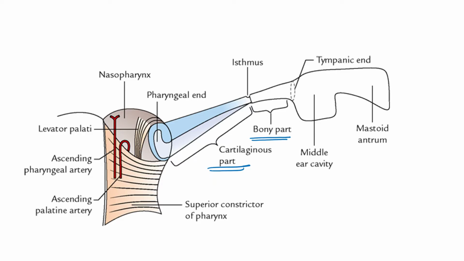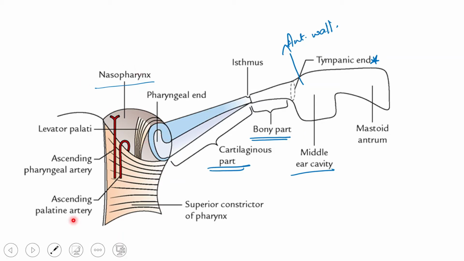As I have already mentioned, this auditory tube extends from the middle ear cavity or the tympanic cavity to the nasopharynx. It begins from the anterior wall of the tympanic cavity, from its end which is called the tympanic end. Later on, this bony part ends by forming an isthmus where the cartilaginous part of the tube begins. The cartilaginous part is directed downwards and medially to reach the nasopharynx, and it opens into the lateral wall of the nasopharynx.